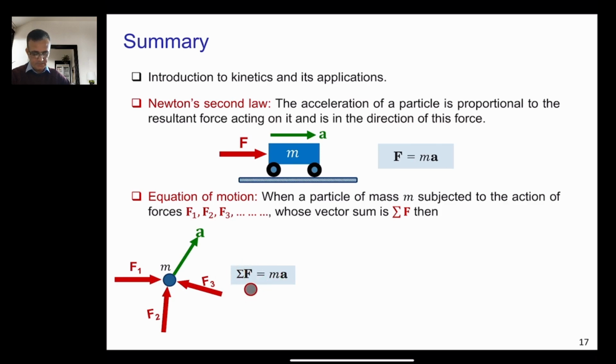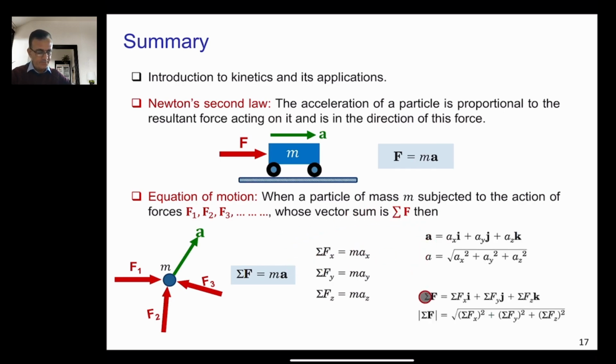And we can also write Newton's second law in x, y, and z direction. So if acceleration is not zero, then we will have Newton's second law in x, y, and z direction. But if acceleration in y and z direction is zero, then we will have only Newton's second law in the x direction here.